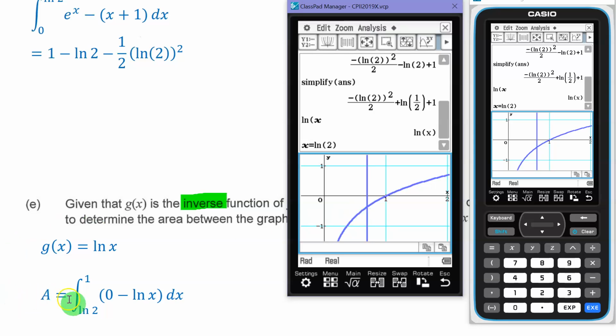It'll be the integral where the lower limit will be log 2. The upper limit will be 1, where the log cuts the x-axis here. And on top is the line y = 0. So we have a 0 at the beginning minus the underneath function, which is log x. And so it's only 2 marks. We actually don't need to go there.